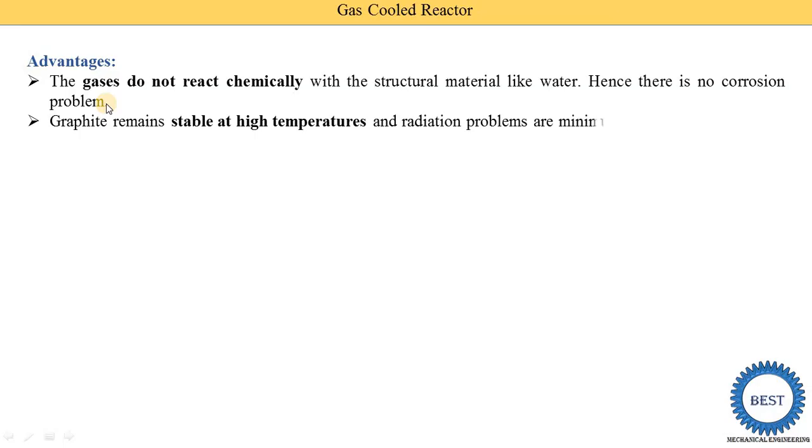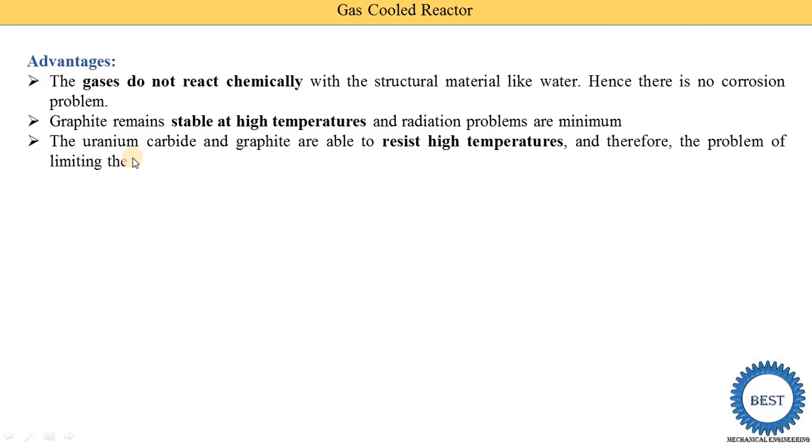Second advantage, graphite remains stable at high temperatures and radiation problems are minimum. We know that the melting point of graphite is high, so it is stable at high temperatures and does not melt. Third advantage, uranium carbide and graphite are able to resist high temperatures. This is similar to the second point. Therefore the problem of limiting the fuel element temperature is not as serious as in other reactors.